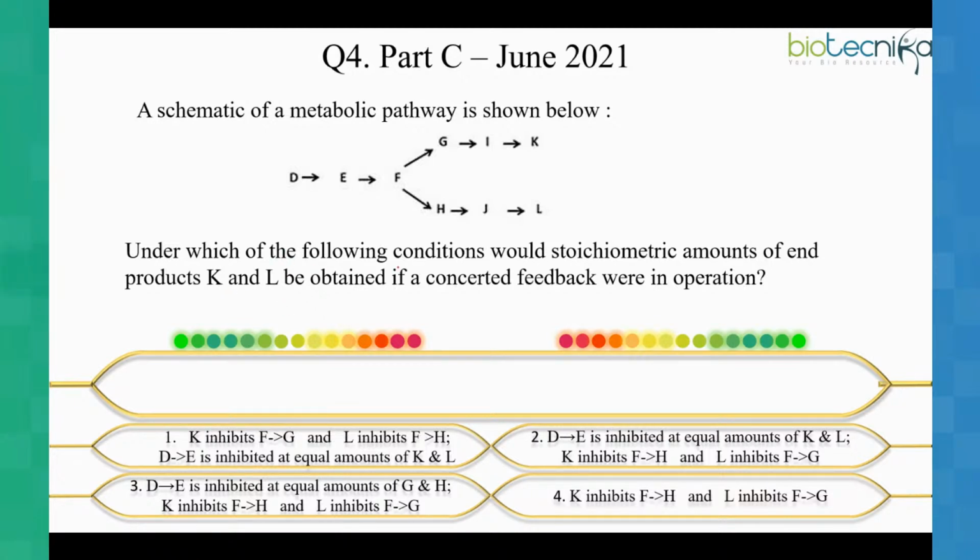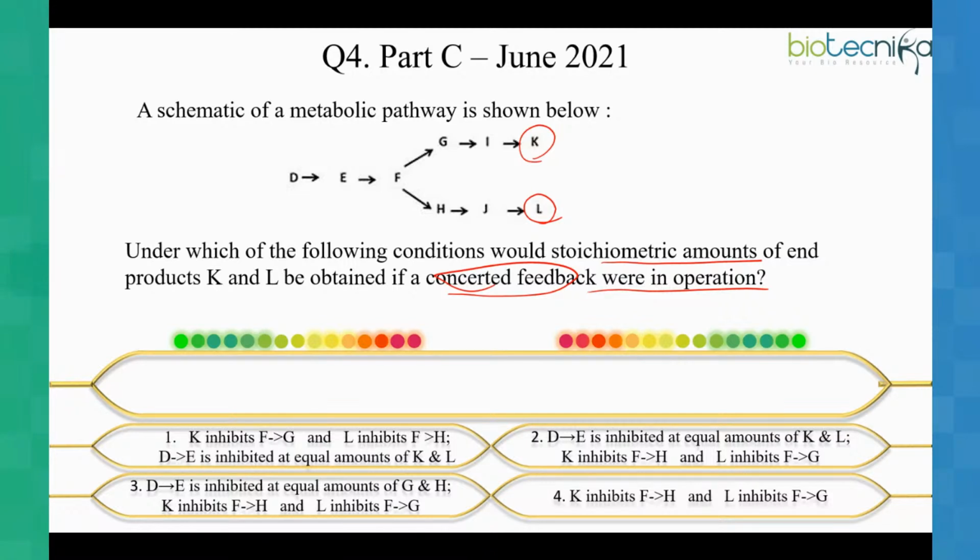They are asking under which of the following conditions would stoichiometric amounts of end products K and L be obtained if a concerted feedback were in operation. They have already given that this is a concerted feedback type. Okay. So which one of these is it? Satyam, can you tell the option number, 1, 2, 3, 4? Yeah, see, they have given stoichiometric amounts of end products K and L, isn't it?